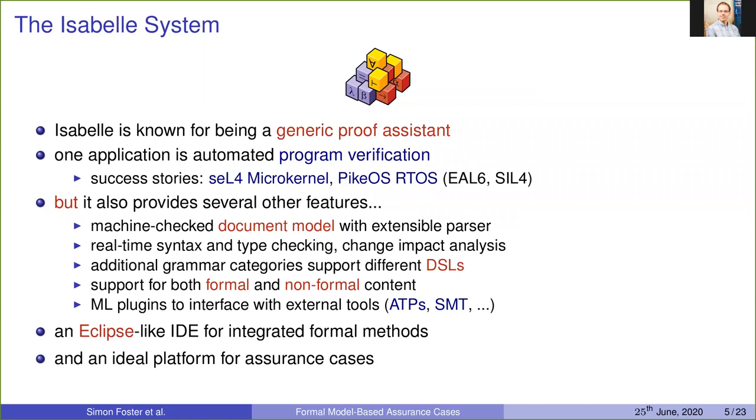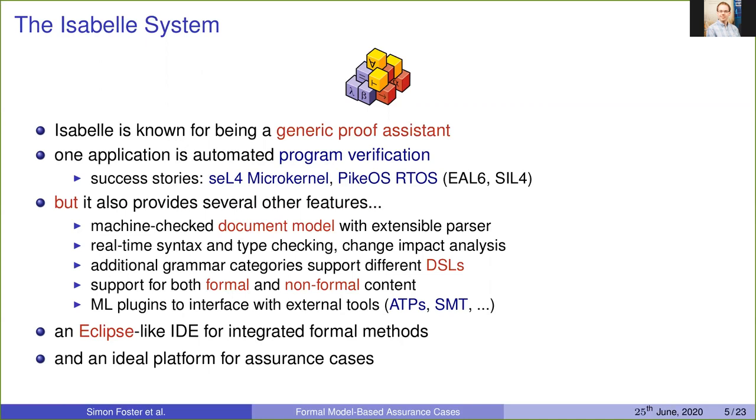However, Isabelle also provides a lot of other features now, which make it amenable for assurance cases. So for instance, it has a machine-checked document model with an extensible parser whereby you can create new commands and new parsers for these commands and processing in the background for those. It has real-time syntax and type checking, and this allows you to do change impact analysis where as you're typing into Isabelle, Isabelle is checking to see, well, what impact will this have on other entities that depend on this entity that I'm redefining.